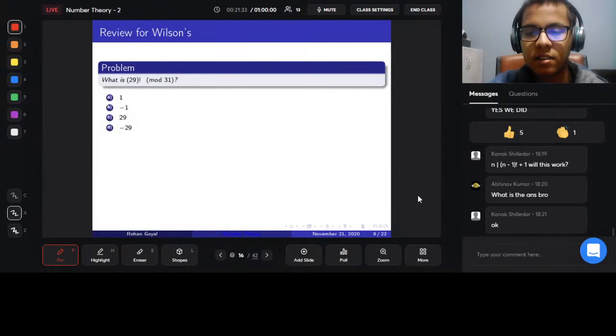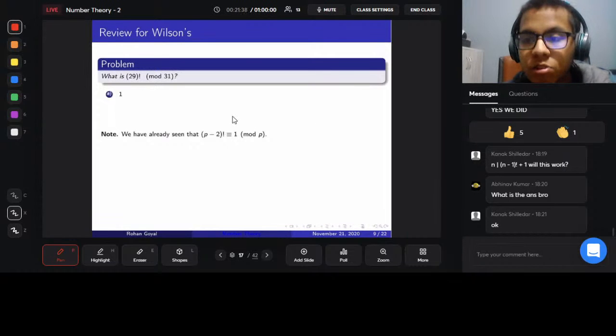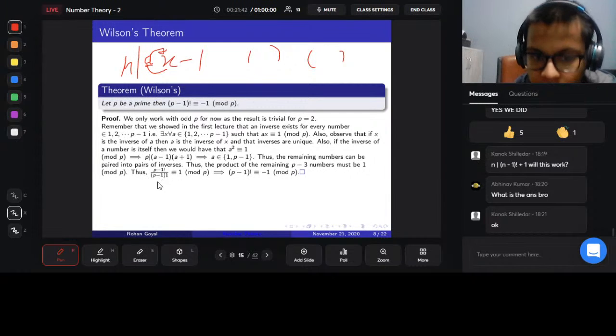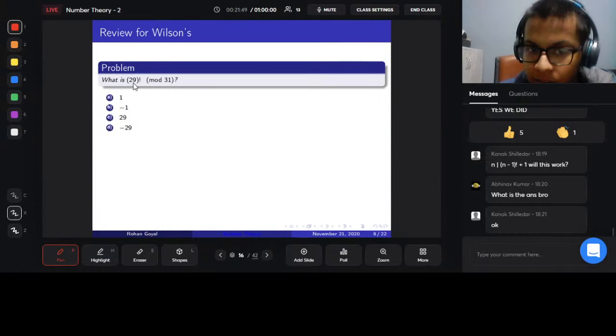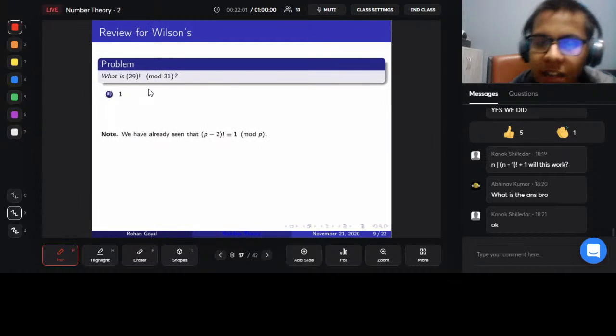The answer is 1 because we have already seen that (p minus 1)! upon p minus 1, which is (p minus 2)!, is congruent to 1 mod p. So here we have (31 minus 2)! is congruent to 1 mod p, where p is 31, right? Do you understand how we got that? Or give me a thumbs up if you understand the answer.